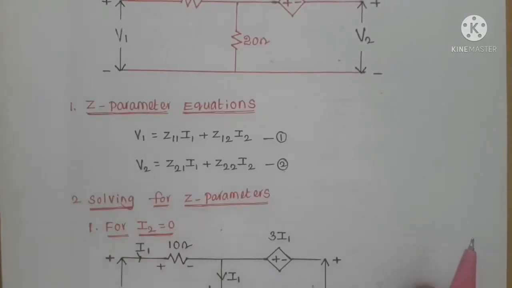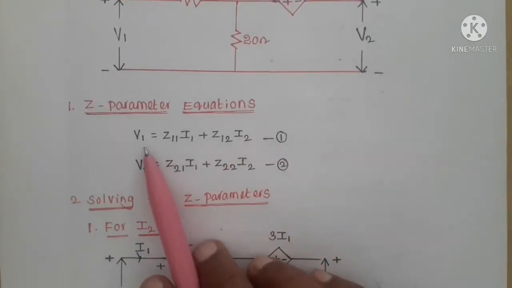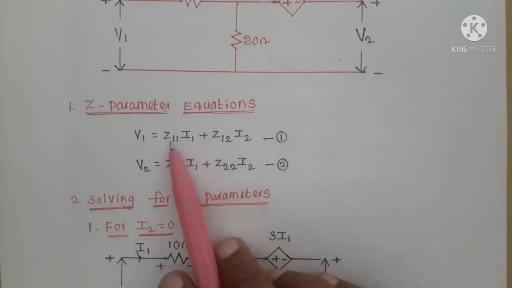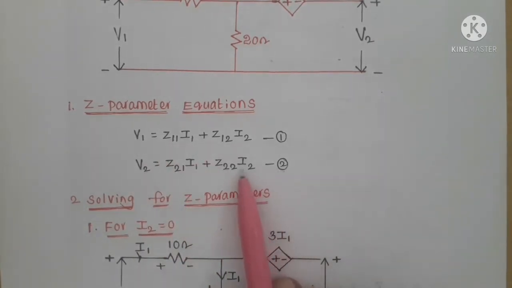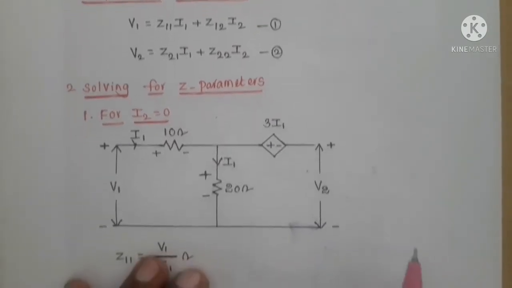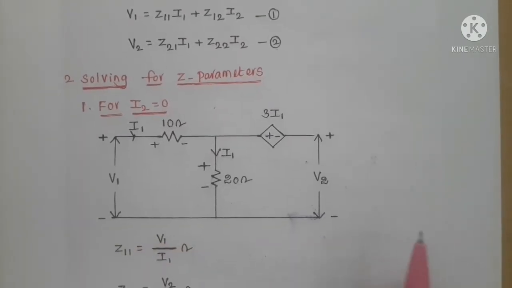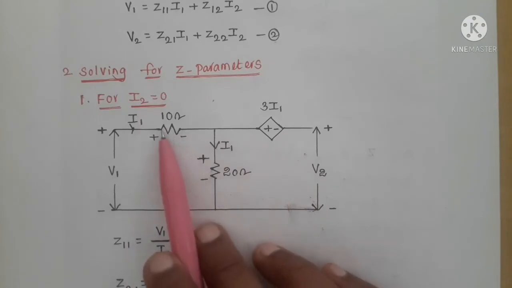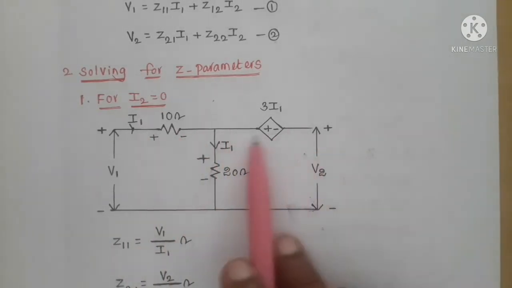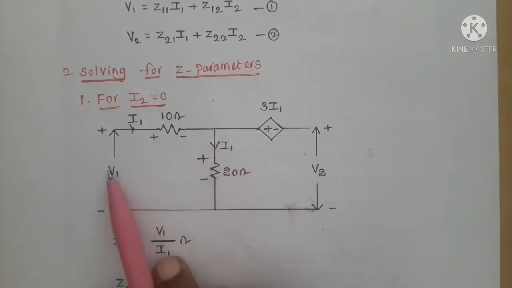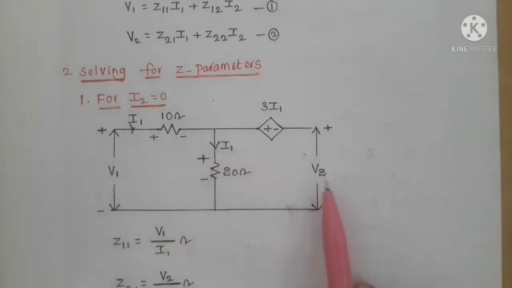So for I2 equal to 0, this equation becomes V1 equals Z11 I1, so Z11 equals V1 by I1. Similarly equation 2 becomes V2 equals Z21 I1, so Z21 equals V2 by I1. By applying that condition I2 equal to 0, the current in 10 ohms is I1 and the current in 20 ohms is also I1, because the current in this branch is 0. Port 1 voltage and current are V1 and I1, and port 2 voltage is V2 and there is no current.